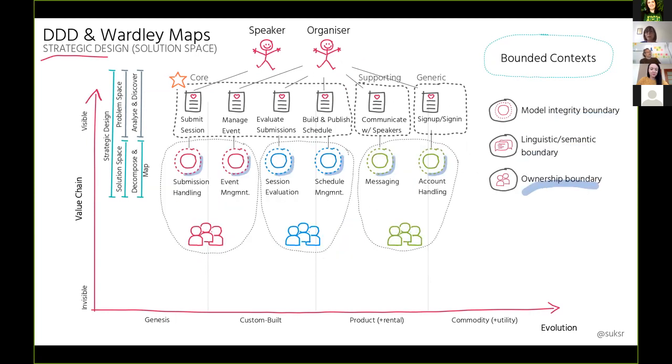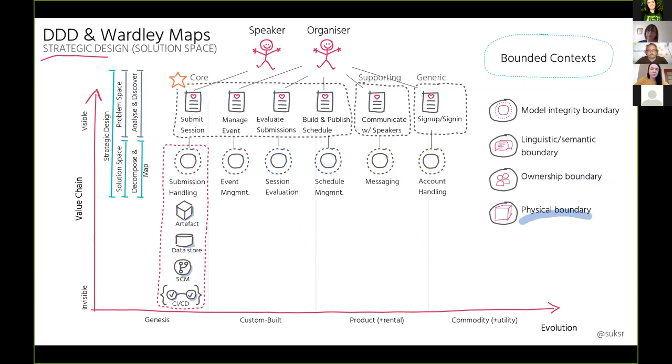And as mentioned earlier, these bounded contexts also serve as an ownership boundary, so that they can be owned by one team only, but one team on the other side can also own several bounded contexts. And this enables autonomous teams working on their own bounded context at their own pace with minimal impact across other teams.